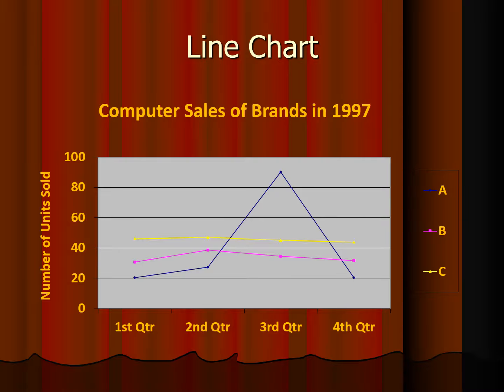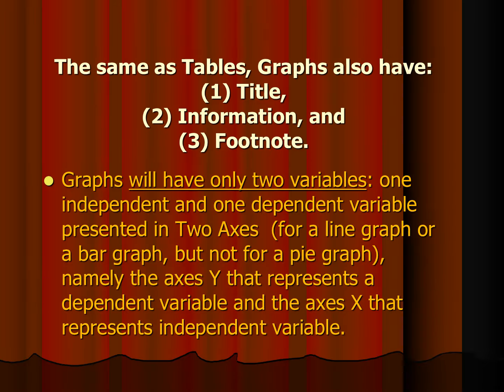This one is line chart. Computer sales of brands in 1997 masih sama, tapi kita rubah menjadi bentuknya line chart. Jadi, untuk memilih apakah bar graph, pie chart, or line chart, ini sebenarnya tergantung kebutuhan kita. Okay. Next, the same as tables. Graphs also have title, informations, and footnotes. Jadi sama.